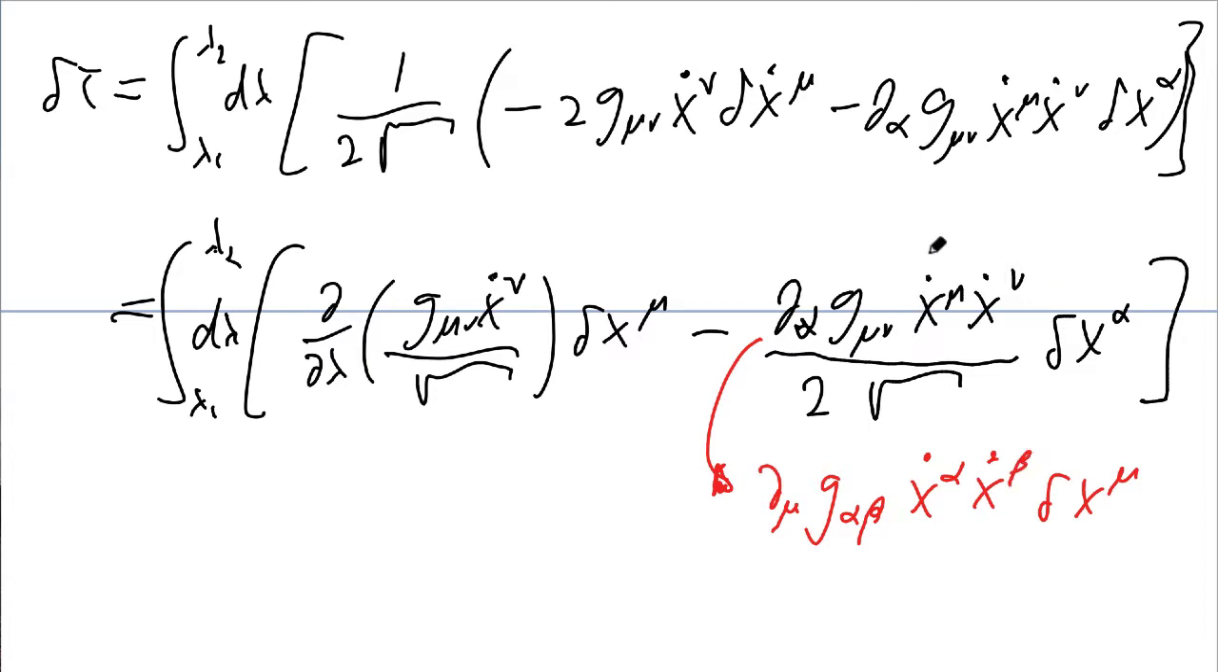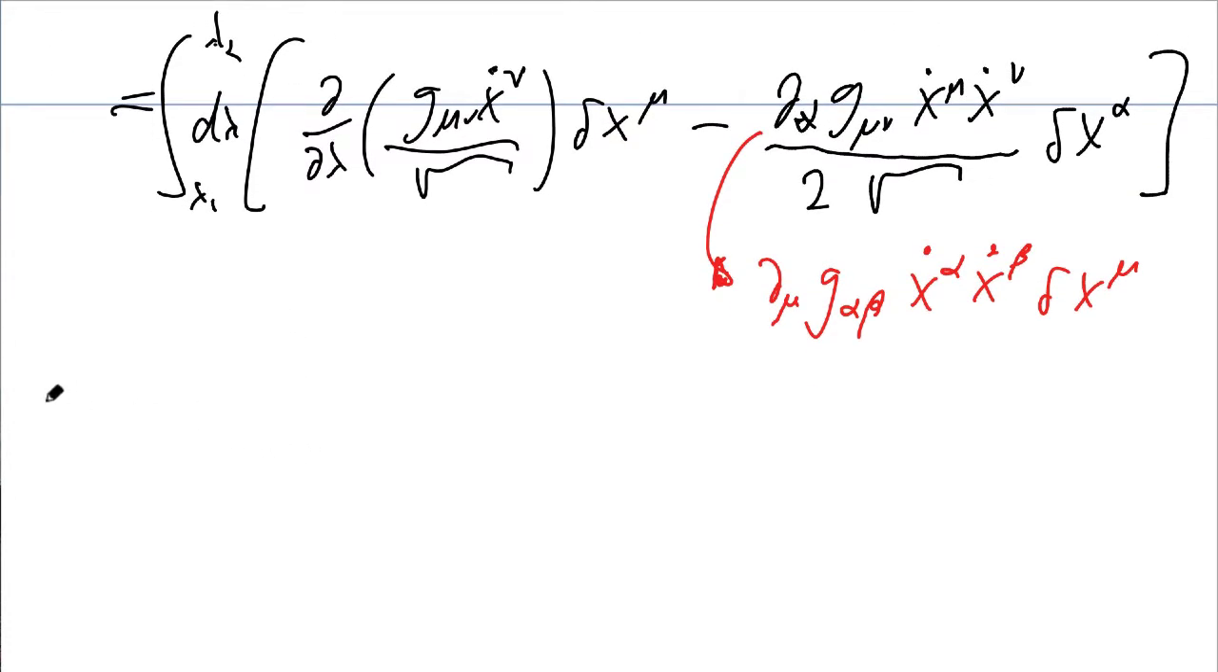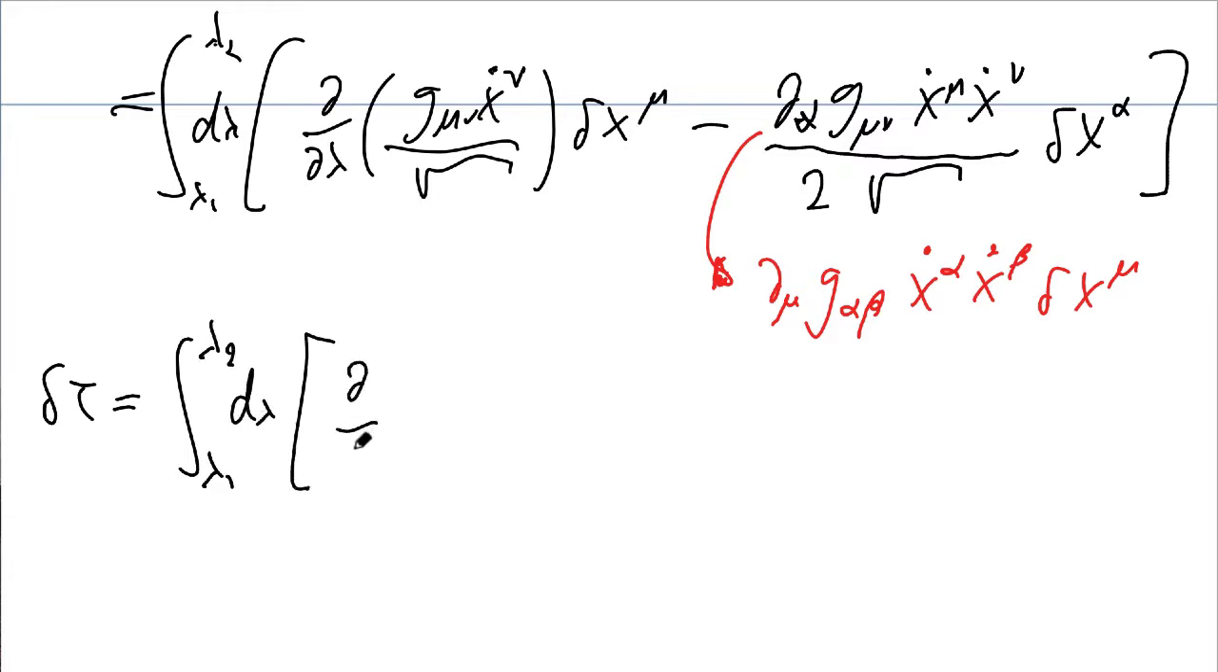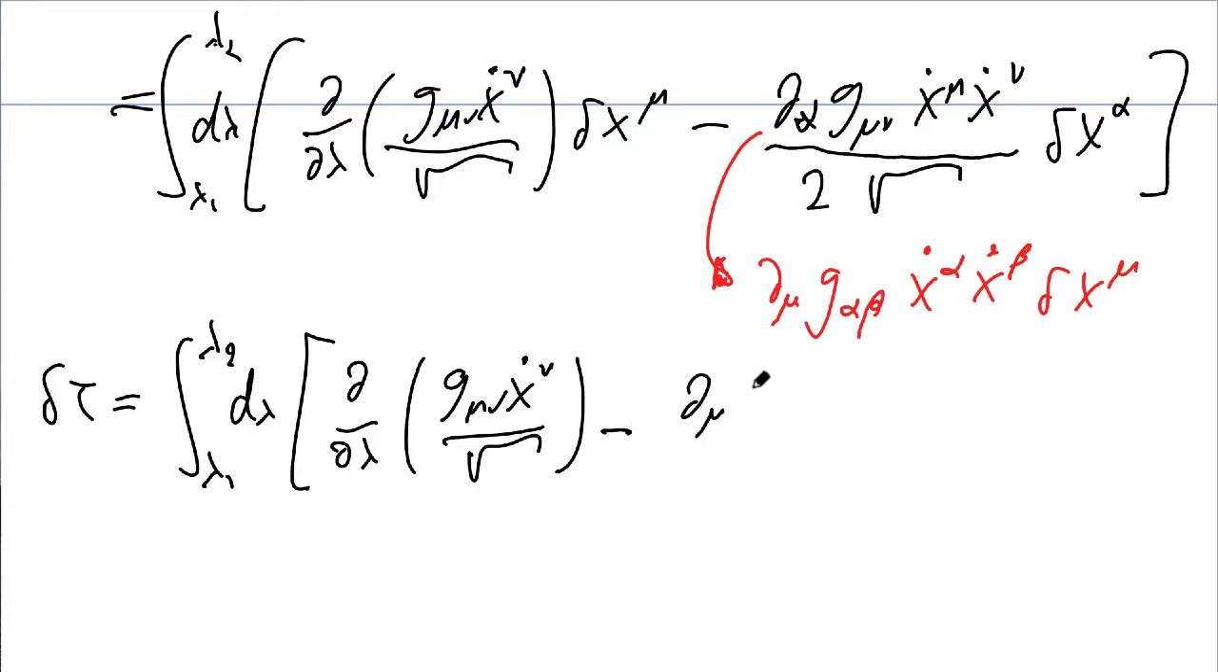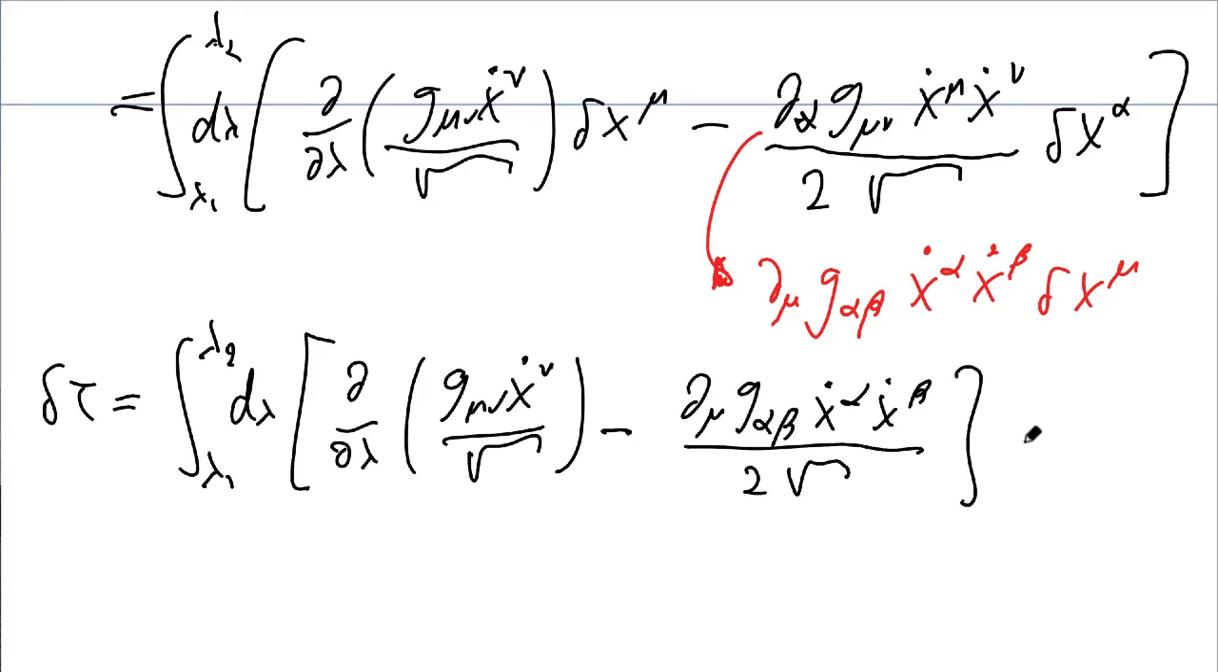So writing this term in this way, then the variation of the proper time is the integral from lambda 1 to lambda 2 of d lambda, partial with respect to lambda of g mu nu x dot nu over the square root, minus partial mu g alpha beta x dot alpha x dot beta over 2 times the square root, and all of that is times delta x mu.